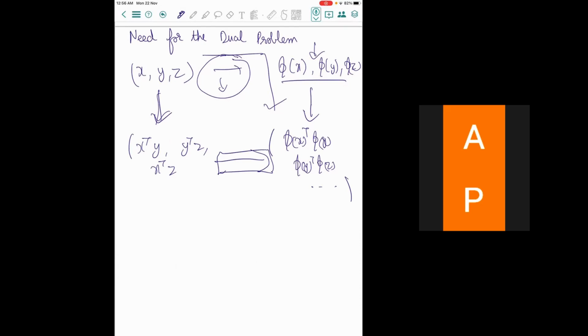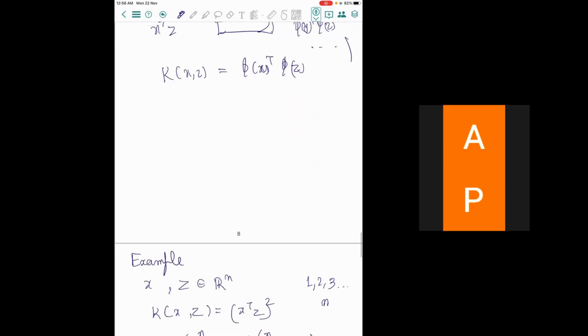What that does is, instead of going all the way around, we compute k of x, z for two data points, and what we get is phi x transpose phi z. So we go directly from here to here, or here to here, based on whatever notation you want to follow, because a function of x and y will also be a function of the dot products and so on. So we go directly from there to there, and this makes it computationally more viable. How can we check this using an example?